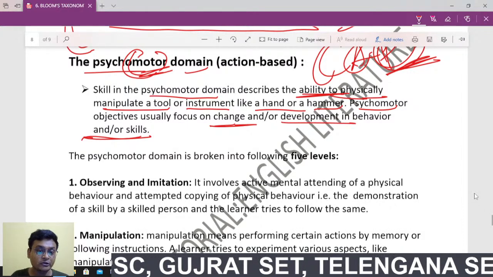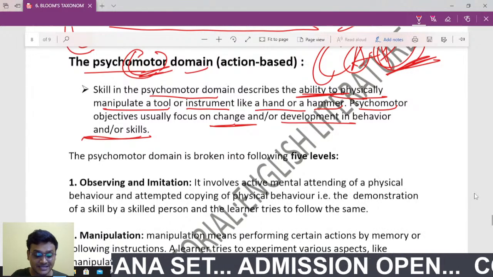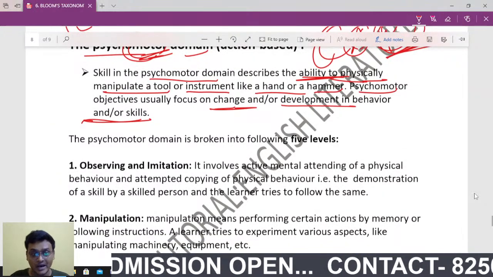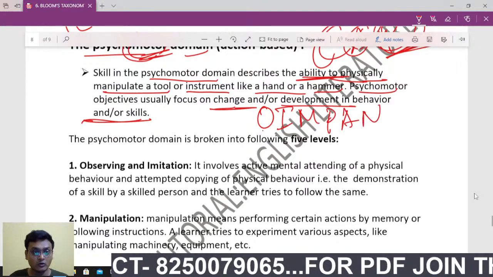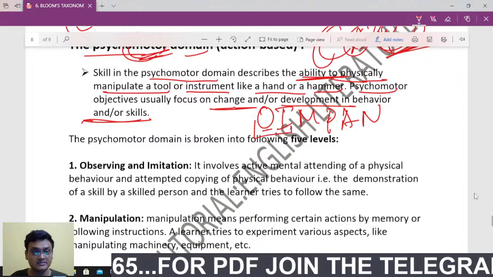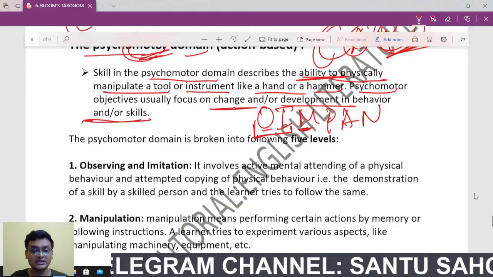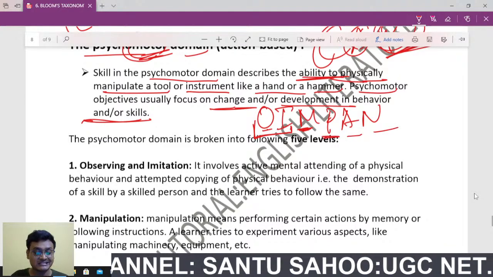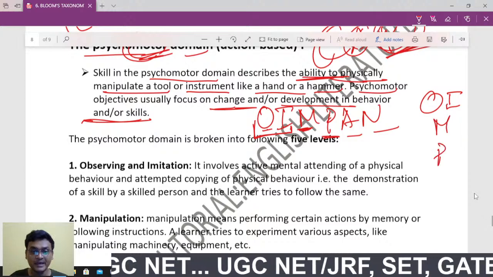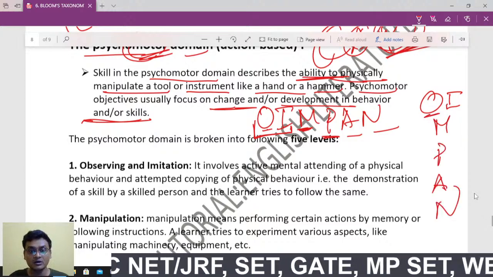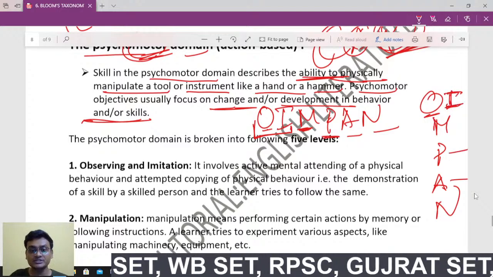The psychomotor domain is broken into following 5 levels. Psychomotor domain को भी हम divide कर सकते हैं. तो इसको कैसे याद रखना है, O I am pen. That is here you see O. O and I is same actually. इसमें observation and here imitation. ठीक है. O I am pen. M there is manipulation. Then you have precision, articulation, naturalization. ठीक है. That is observation, then imitation, manipulation, precision, articulation, naturalization.